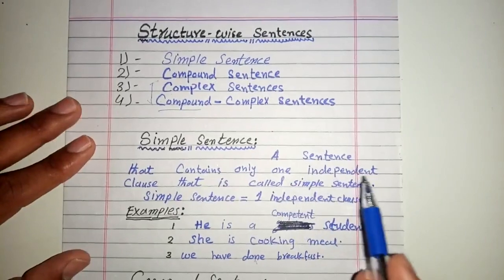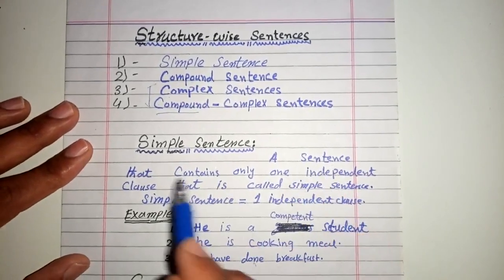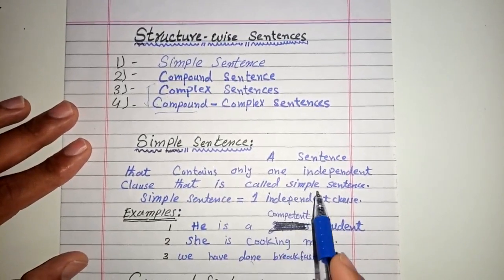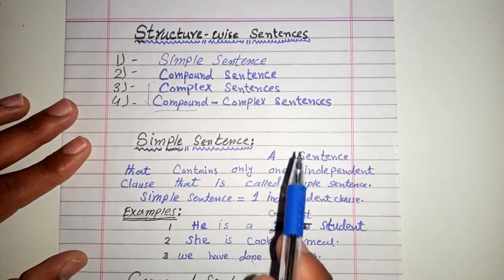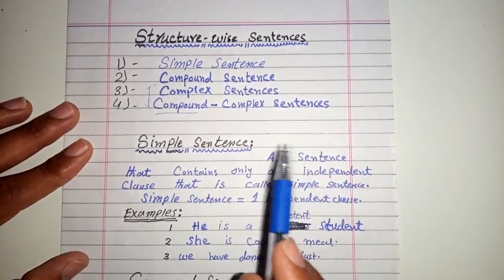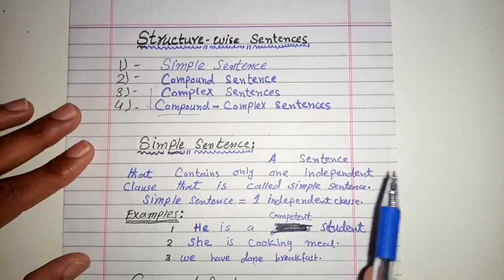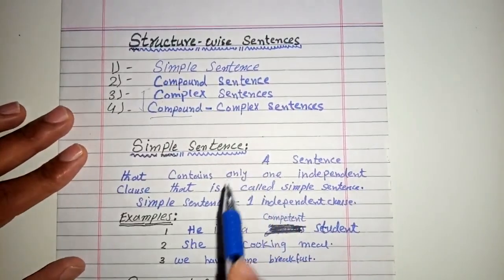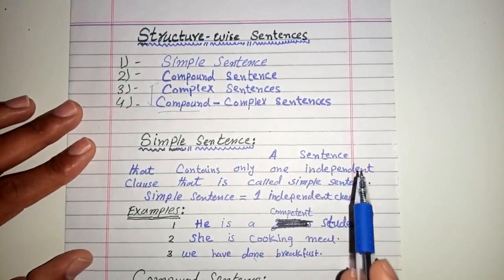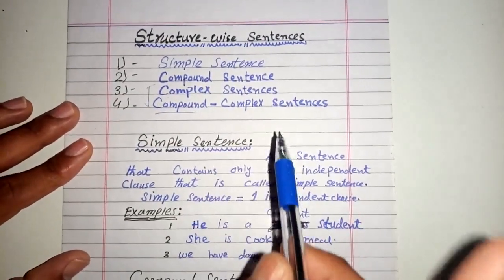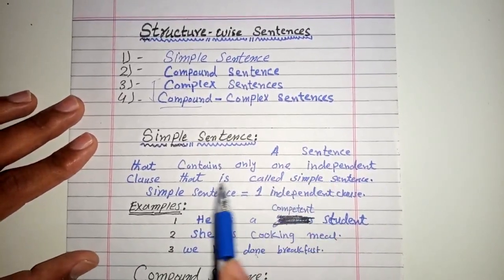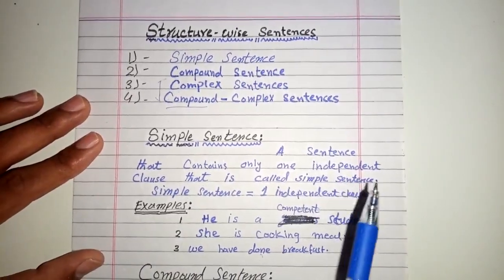So the definition is: a sentence that contains only one independent clause is called a simple sentence. It means only one independent clause. I told you about that. I have uploaded a video related to clauses, so you have to watch that video. That video is totally connected to this. If you have knowledge about clauses, then you can understand this lecture easily, because this lecture is totally based on clauses. So a sentence that contains only one independent clause is called a simple sentence.